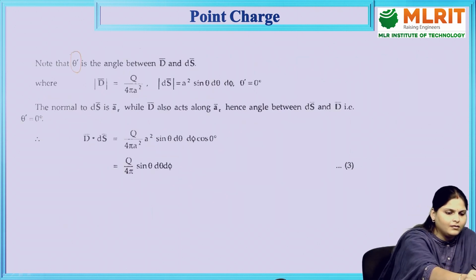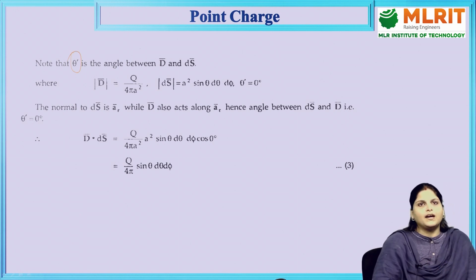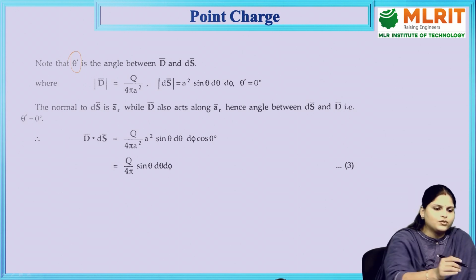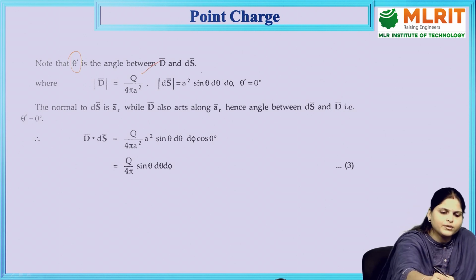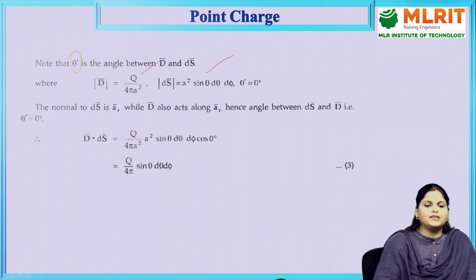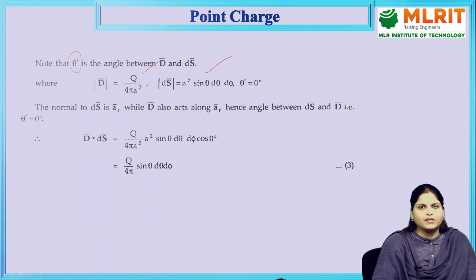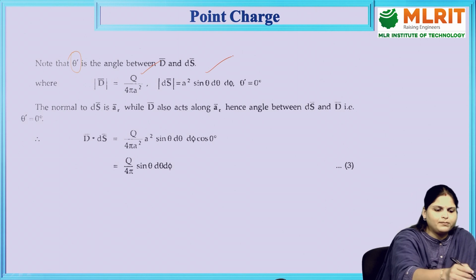This theta is the angle between D and dS. So mod D is equal to Q upon 4 pi a square, dS is equal to a square sine theta d phi. Theta angle is equal to 0 degree. So we have to put it back into this formula.